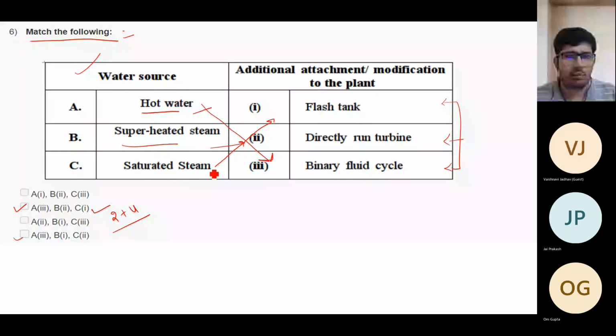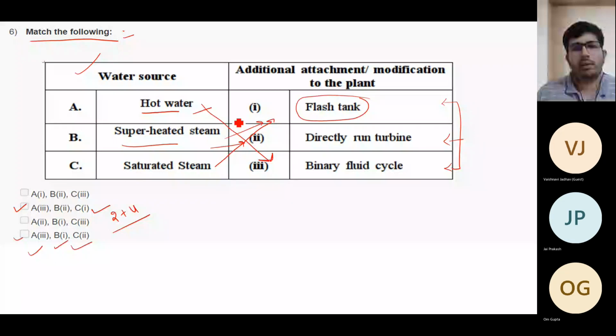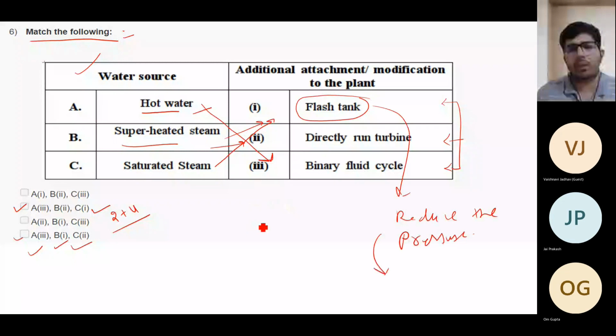So option B is correct for sure, because we have covered all these topics. Now let's see. One was saying that option D is also correct. Option D is saying A3, so A3 is correct. B1 means flash tank, which is not correct actually. I already told you that a flash tank is a tank that will reduce the pressure. By reducing the pressure, it will convert more hot water into steam.